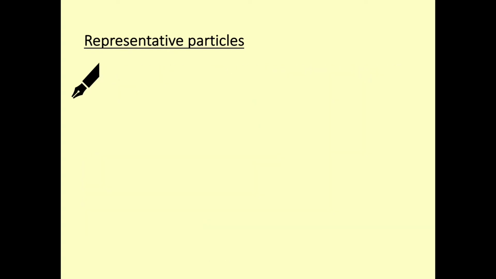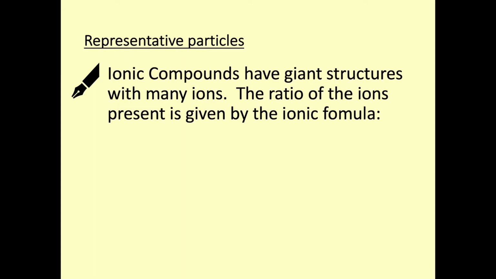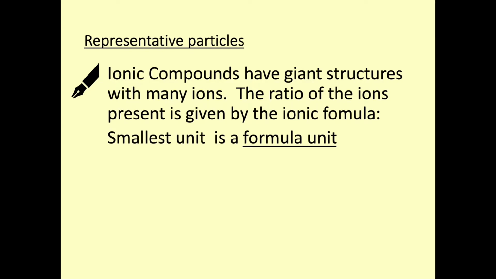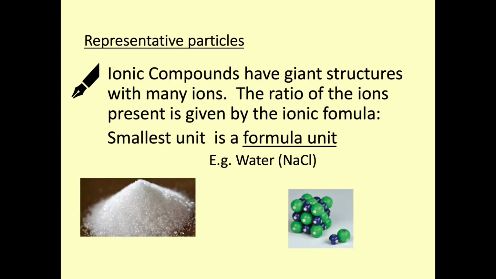And then our final definition here is about our ionic compounds. So ionic compounds have giant structures with lots of ions, but it's the ratio of the ions that are given by the ionic formula, and it's that formula unit that is our representative unit. So there's a typo here, so I'll just cross that out. So that should say sodium chloride. So sodium Na and Cl are chlorine.